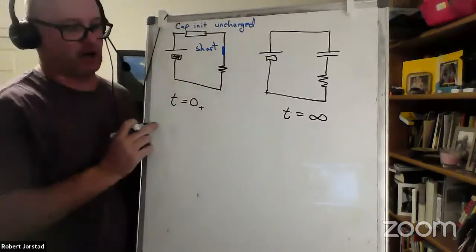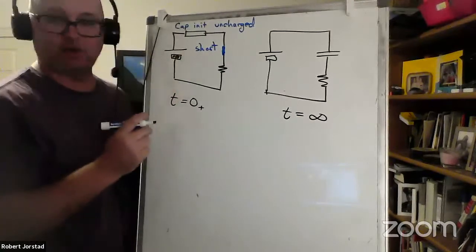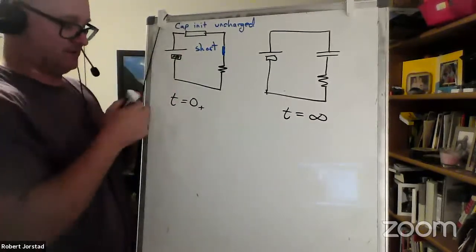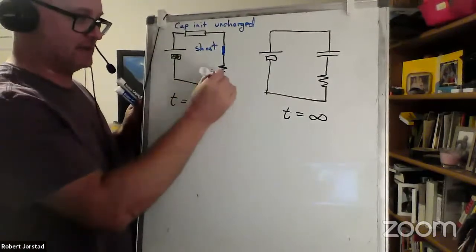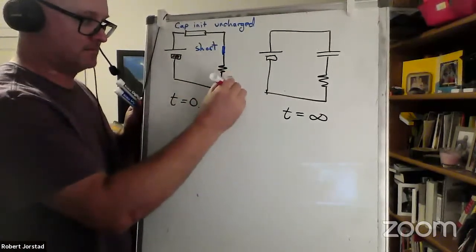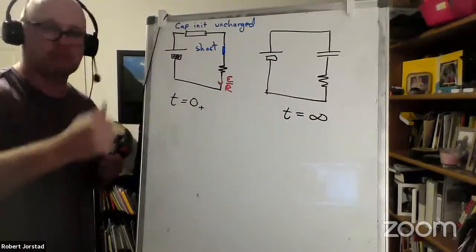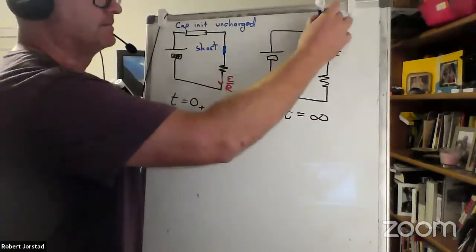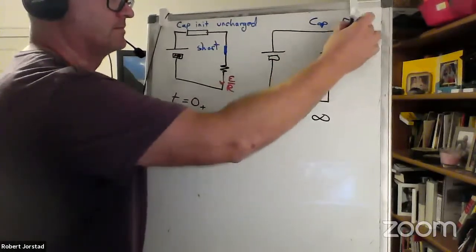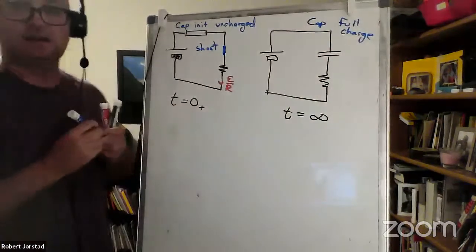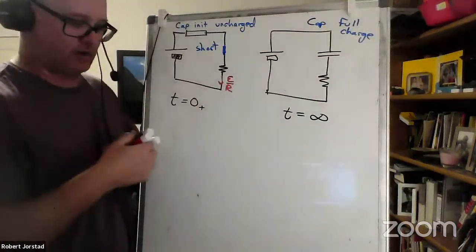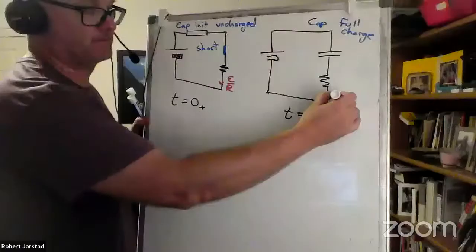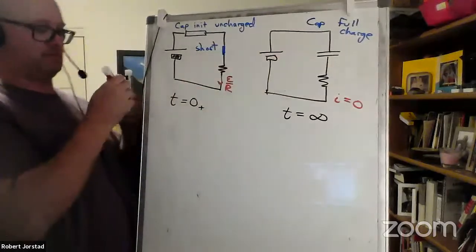So if it's initially uncharged, you close the switch, it acts like a short. How much current flows? E over R. You know what I'm saying? Now let's go to long time. The capacitor is charged. What happens when it's fully charged? How much current flows? None. And so does this look like a short circuit or a break in the circuit? A break.